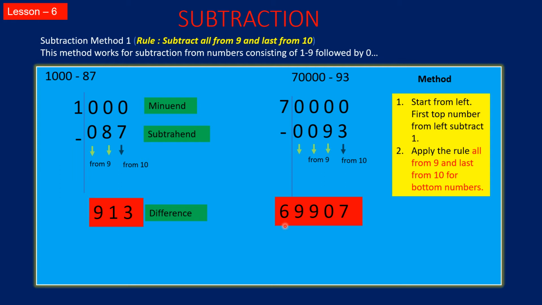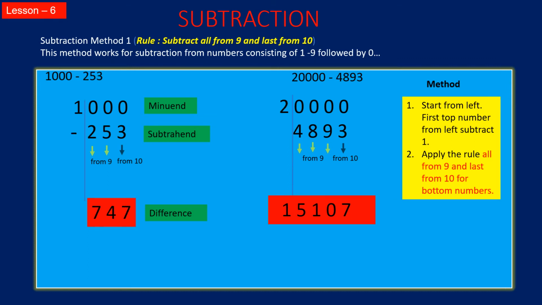Apply the rule all from 9 and last from 10 for the bottom numbers. So here 9 minus 0 is 9, 9 minus 0 is 9, 9 minus 9 is 0 and the last number you do from 10, 10 minus 3 is 7. So your answer is 69,907.